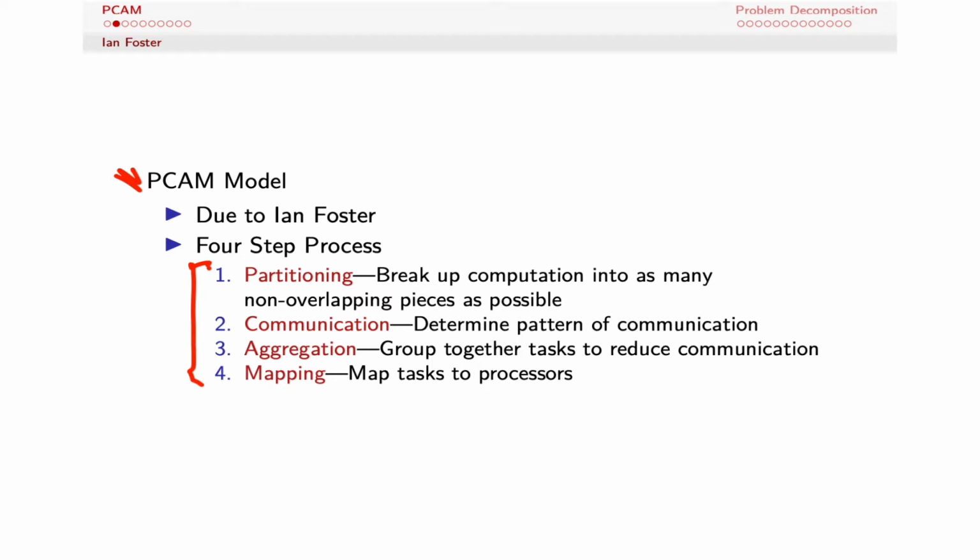And then finally, we can map the tasks that we've identified to the processors of the particular multi-computer that we're targeting. So we're going to look through an example of how to do this with a particular problem, and then we'll walk through those 4 steps.